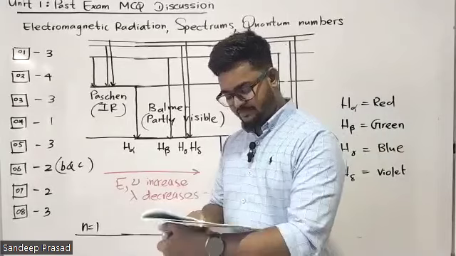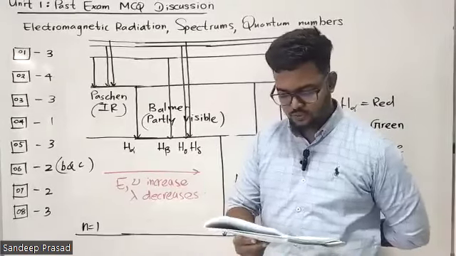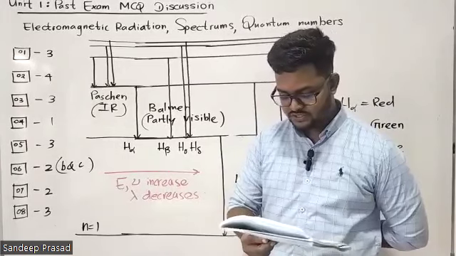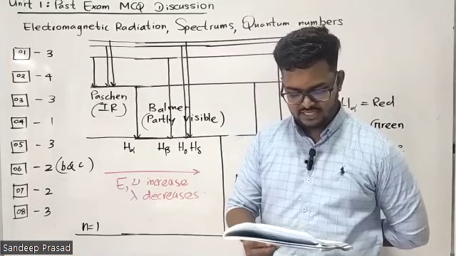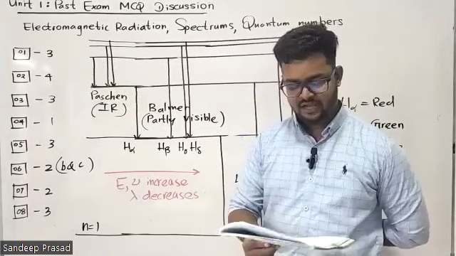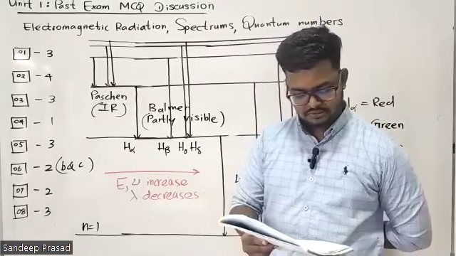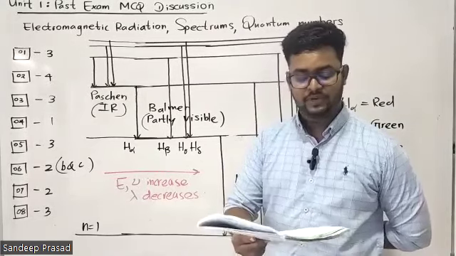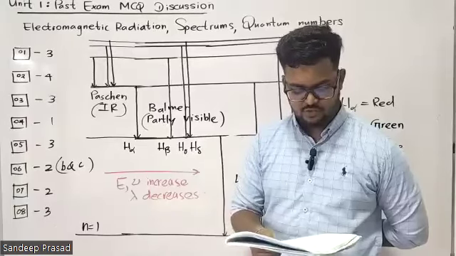Question number 9, look at the patterns. In the tutorial they have given, which one of the following patterns of lines is most closely connected with the position of lines of the atomic hydrogen emission spectrum? That means they are asking in which diagram we can see the hydrogen emission spectrum.